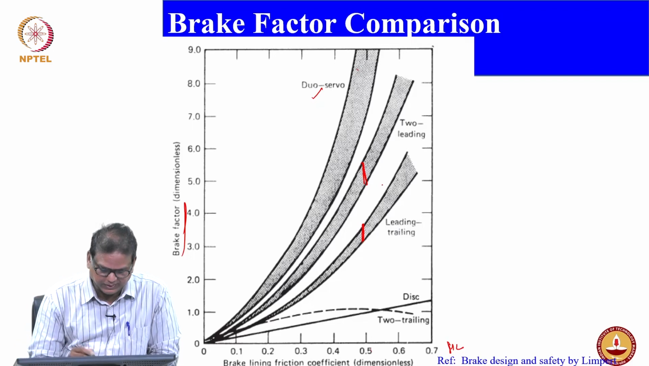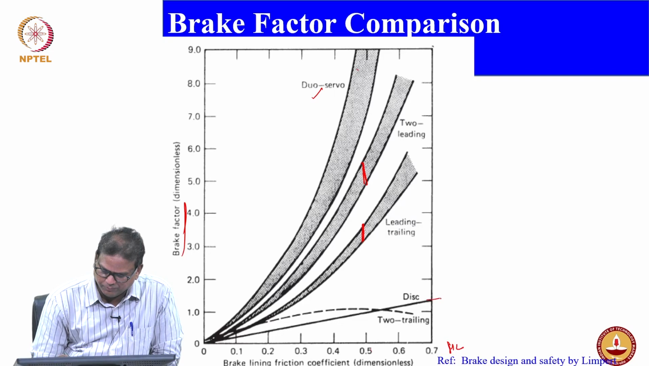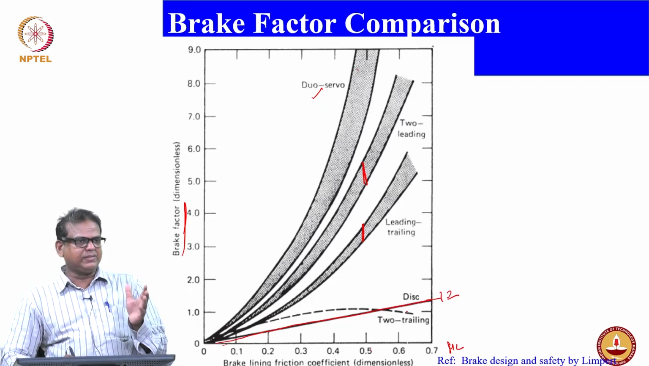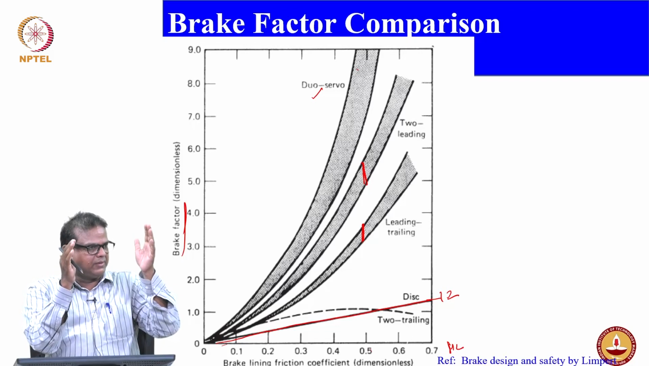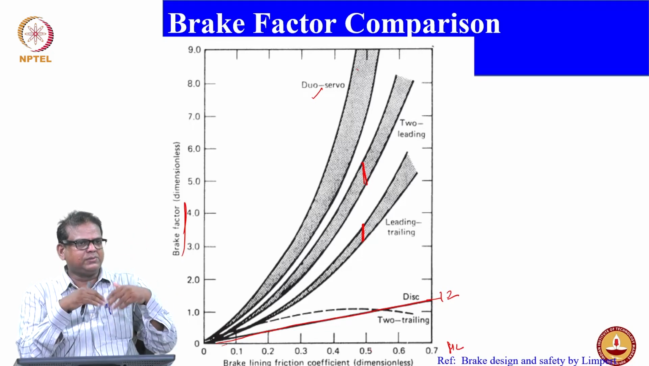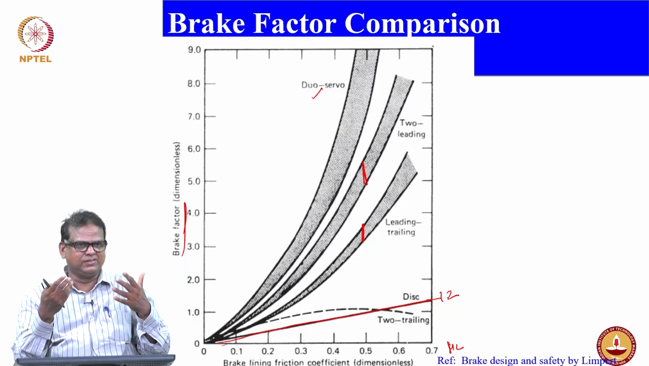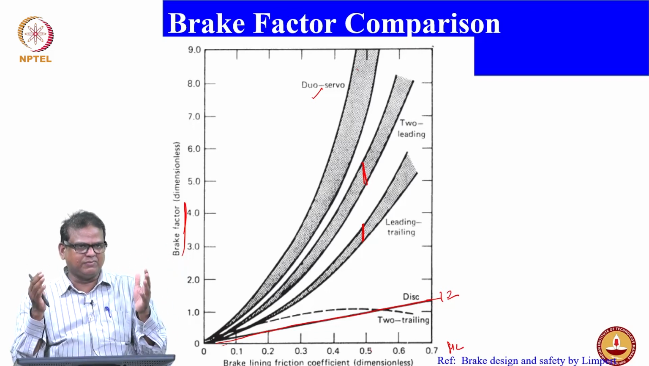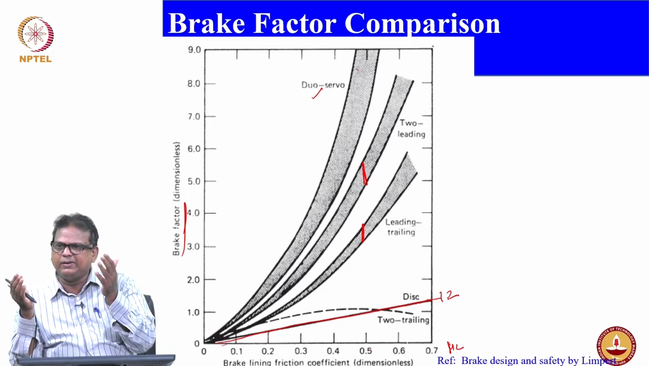For the disc brake, you can see that the maximum given is 1.2, and it is a single value. Any reason? The arrangement of a disc brake is the pad and caliper. Either you have a circular pad or an annular pad. There is no leading and trailing, so you do not get a range. Straight away it is a fixed value. And one more thing: is there any self locking in a disc brake system?